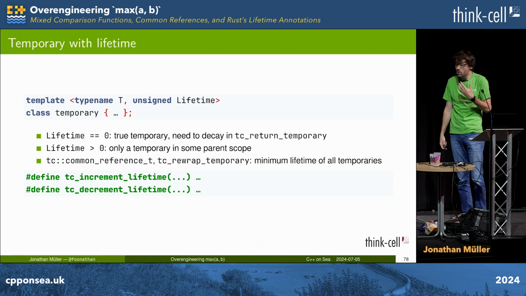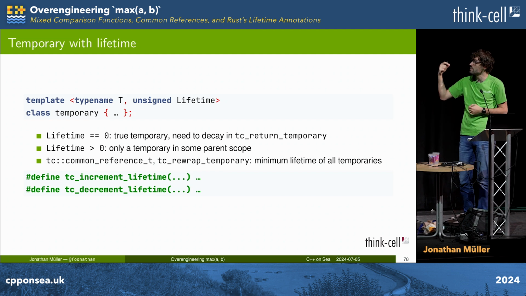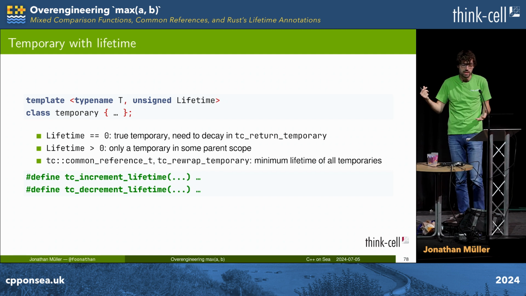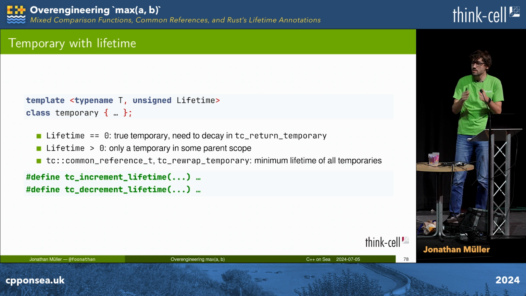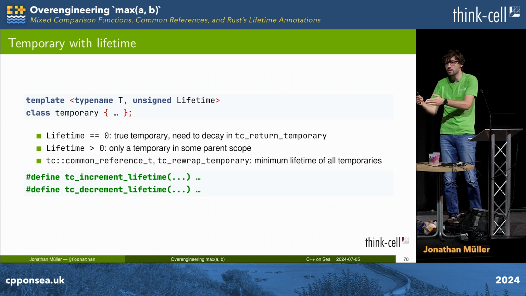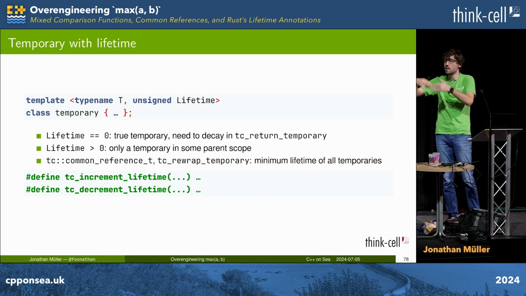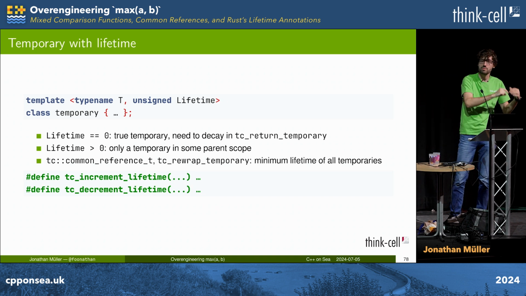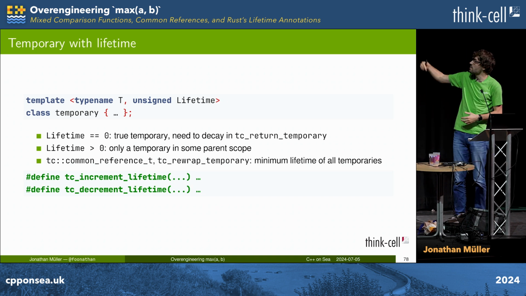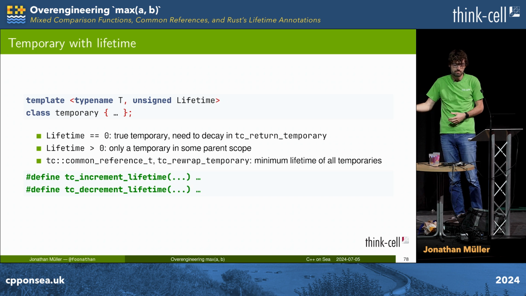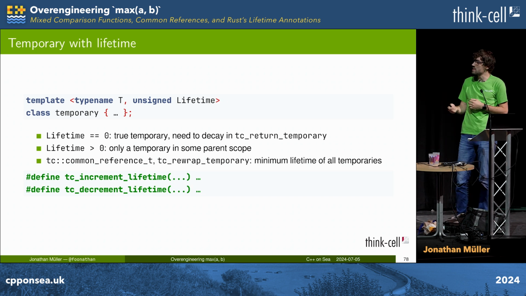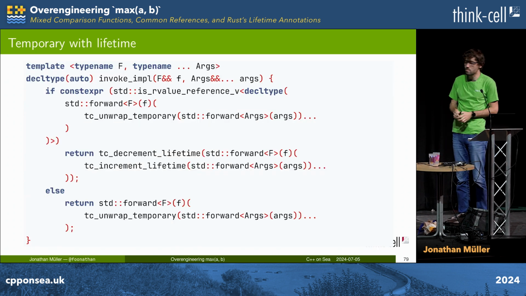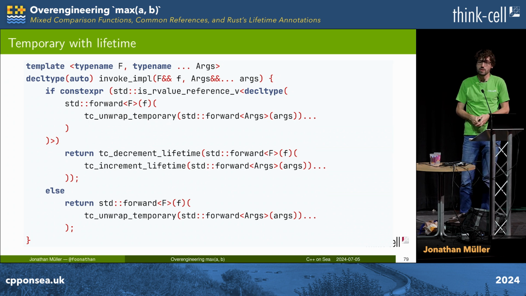And crucially, every time we call a function, we need to use increment lifetime, and every time we exit the function, we call decrement lifetime. So we create our temporaries as temporary 0, pass them on to another function. This turns it into temporary 1, which means that the function just passes them on, returns it, decrements the lifetime, and we end up with our temporary 0 again. And that way, they pass on completely transparently. And all of this increment and decrement can again happen in invoke, right? Because this is the point where we actually call the function.